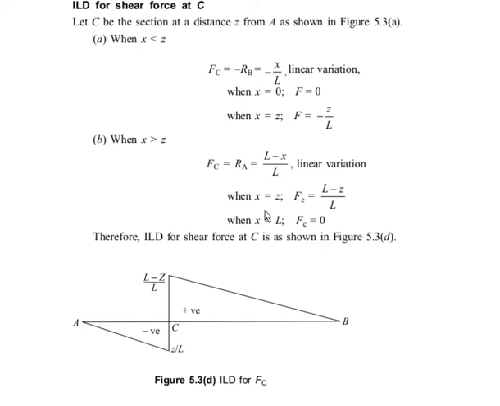And in the next condition, again at x equal to z, shear force at C is equal to L minus z by L, that is this ordinate. And when x is equal to L, or at B, shear force at C is equal to 0, which means 0 ordinate. So connect all the ordinates and draw the influence line diagram for shear force at C.